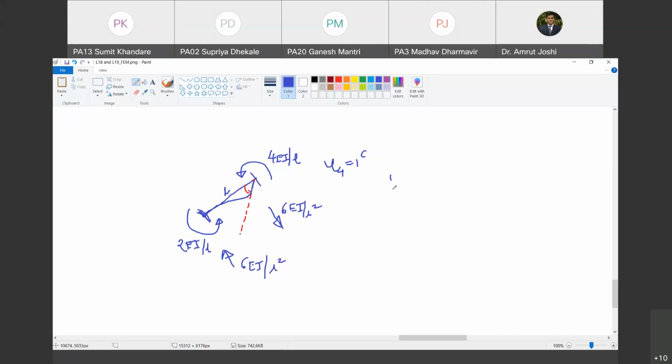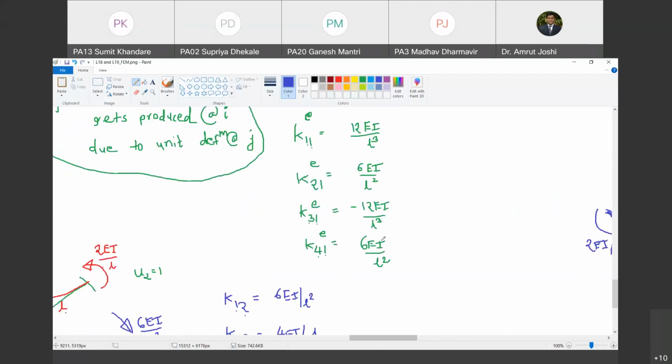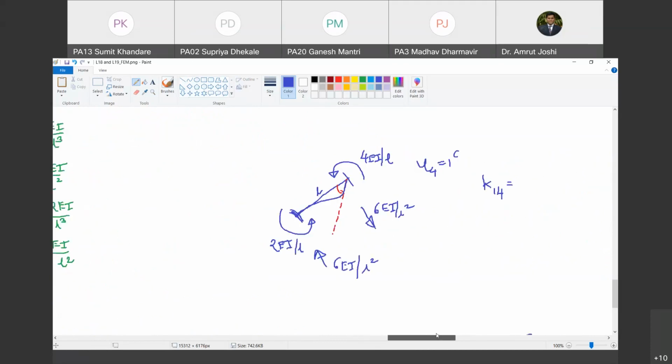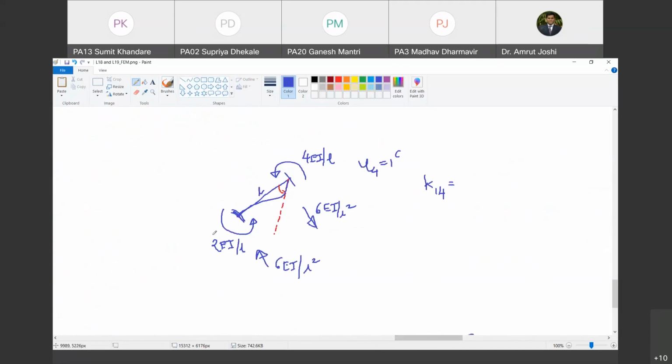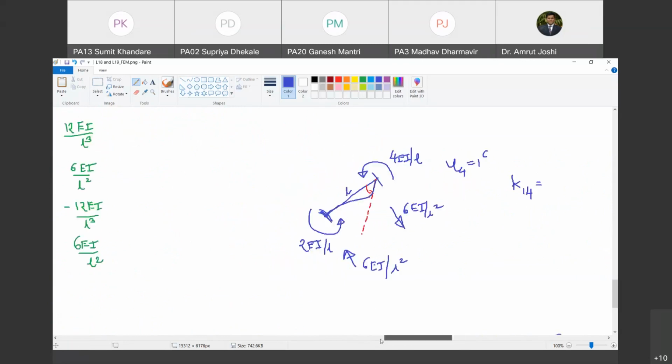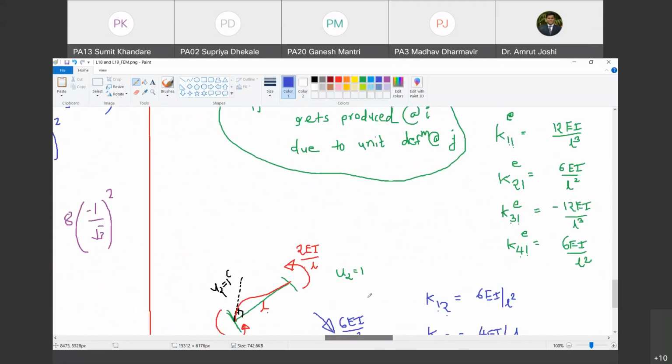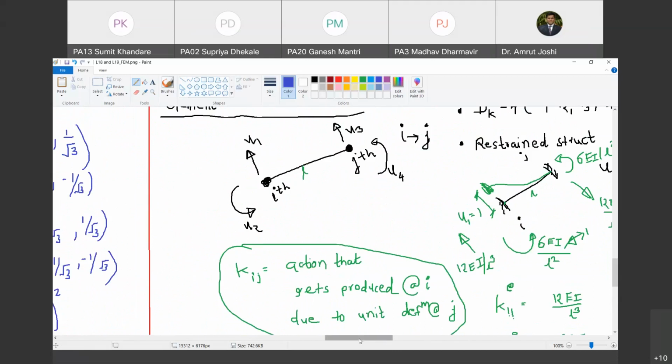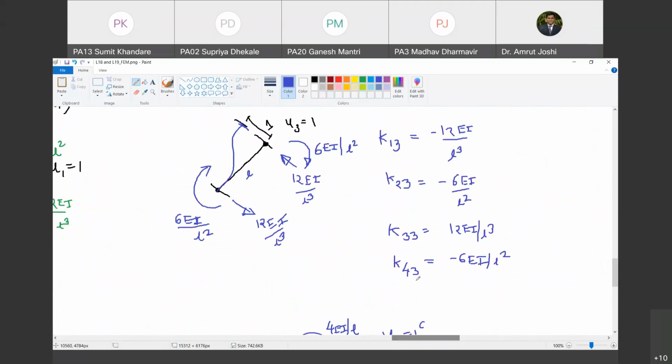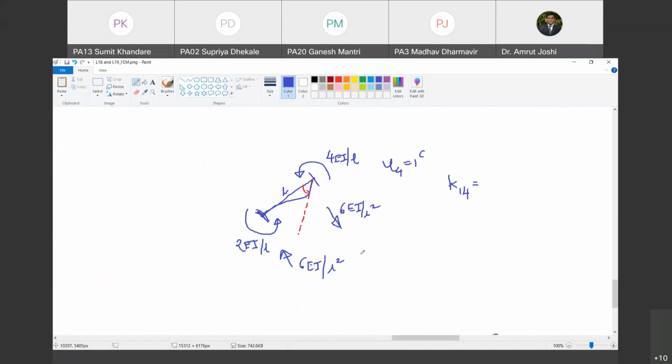Now we are going to calculate K14, which is not required to be calculated. It will be equal to K41. K41 is 6EI upon L square, but let us work it out from first principles. So what is K14? The action that gets produced at 1 due to unit deformation at 4. What is 1? 1 is translation. What action should I be looking for? Force. So what is the force that is produced here? 6EI upon L square. Happy?